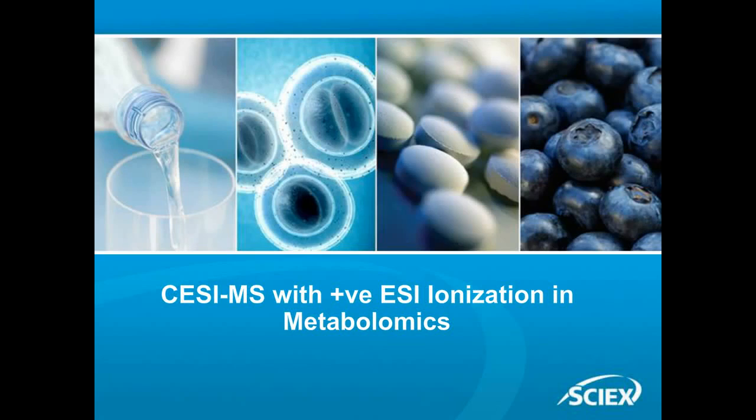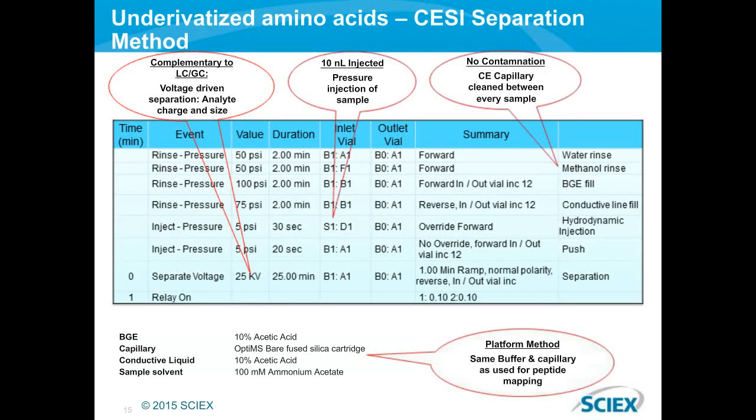So the first area I looked at was the application of CESI-MS in the area of detecting cationic metabolites, or using positive electrospray ionization. And this is the area really of detecting, in this case, underivatized amino acids as well as other metabolites which are positively charged in electrospray. And actually what I did was take a method that we use for tryptic digest mapping and simply applied this to this area of analysis.